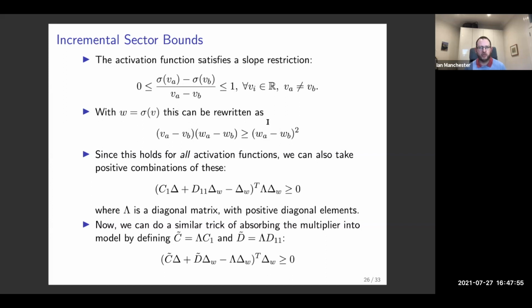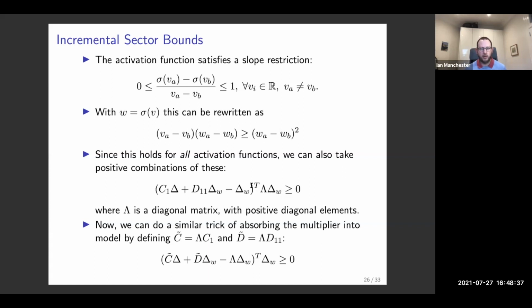This constraint holds for all possible pairs of V and W, and it also holds for all activation functions in the network. So we can add up combinations of these with some different weights. We introduce this new matrix here, lambda, which is a diagonal matrix. Basically, what this means is you take all the different incremental quadratic constraints for different activation functions, multiply them by a positive constant, and add them all up. These positive constants are like Lagrange multipliers in a condition. They're extra terms that you can tweak to get tighter bounds.